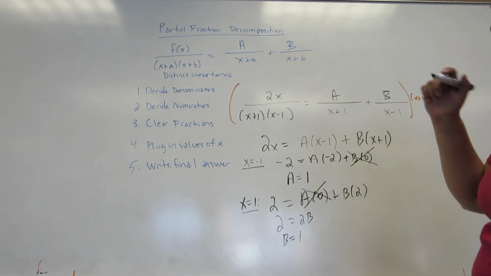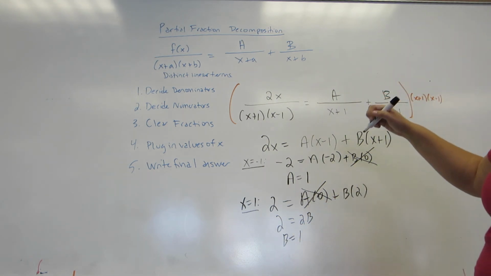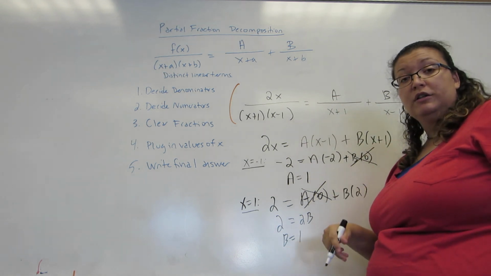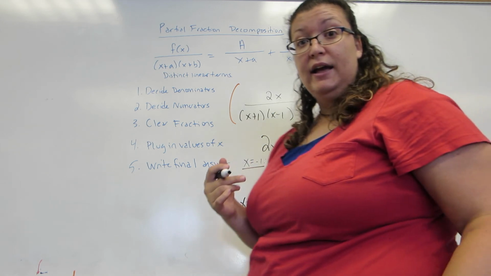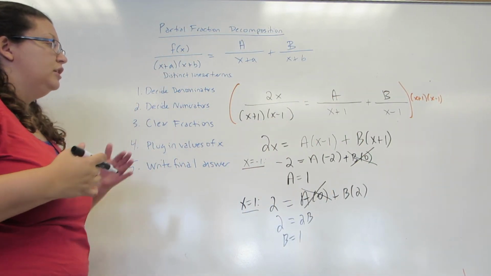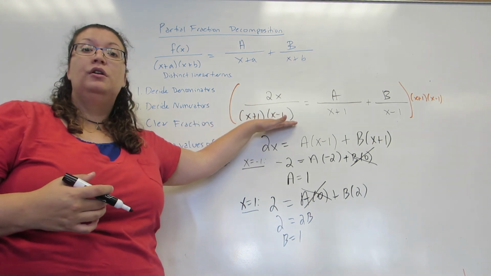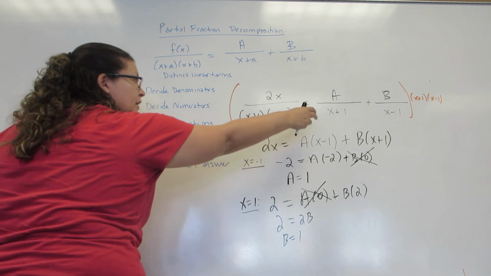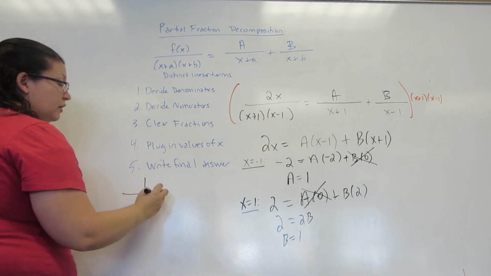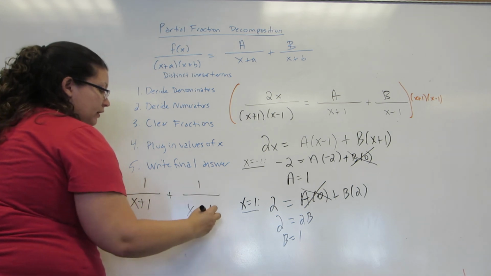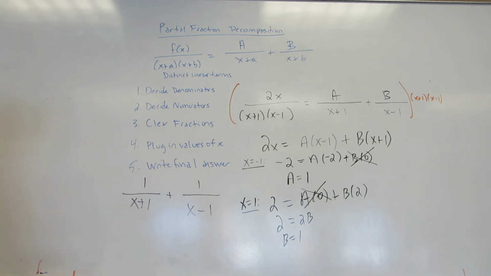Now, I have satisfied all of the requirements except for the very last one. And this one is the one most often forgotten because people feel like they've done all the work. And they have. But you have to answer the question that was asked, which was to give the partial fraction decomposition of this fraction. And the answer is what we get when we plug a and b back in. So the answer is 1 over x plus 1 plus 1 over x minus 1. And you cannot forget to give the final answer.